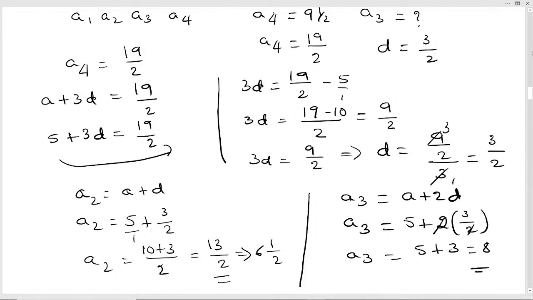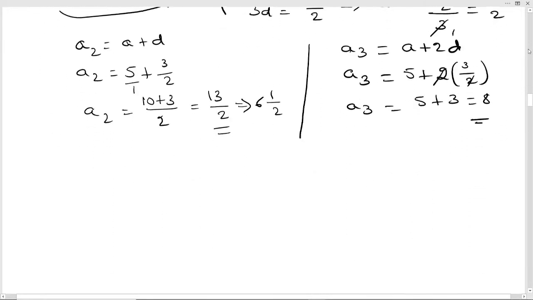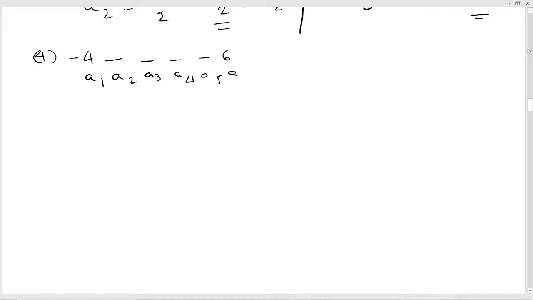Good. Now I'll move on to the next one. So I'll take the next question and I'll solve the next question, children, nothing but the fourth one. So the fourth question says minus 4, dash, 6. Now as usual call this as the first term, and this as second term, this as third term, this as fourth term, this as fifth term, and this as sixth term.